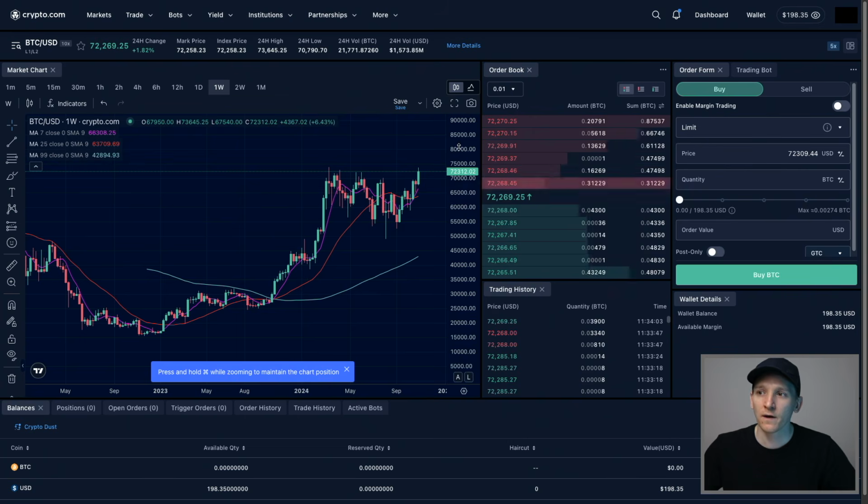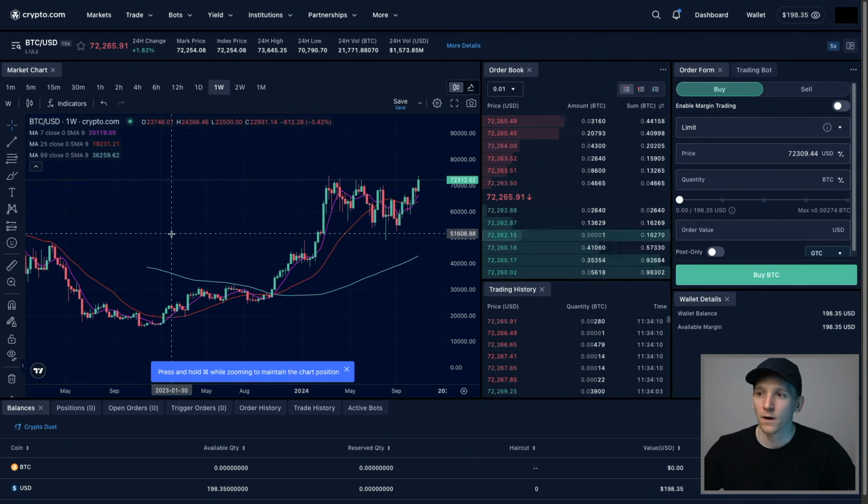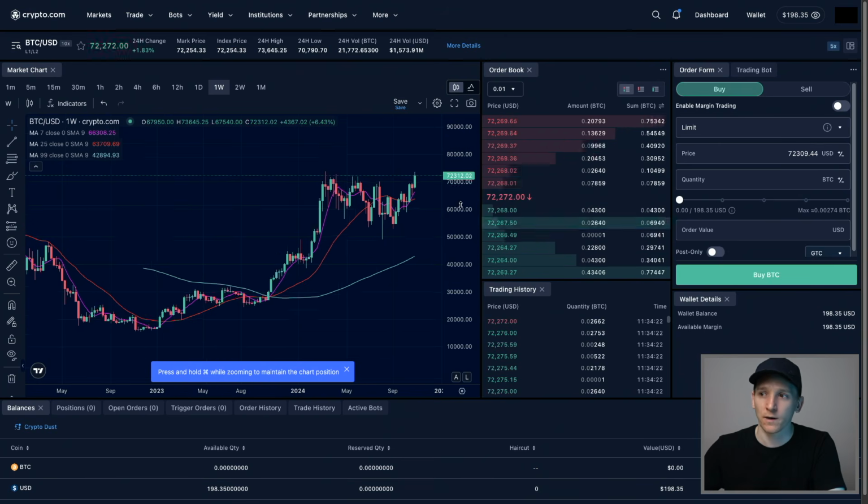So we have the chart. This is a TradingView chart. I would recommend going ahead and getting a TradingView account. It's completely free anyway. I'll link TradingView below. I use the pro version, but you don't need it. There is a free version that's awesome, and I highly recommend it just for extra charting features, but you can use it directly within crypto.com as well.